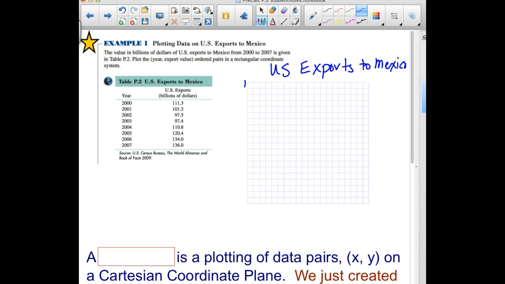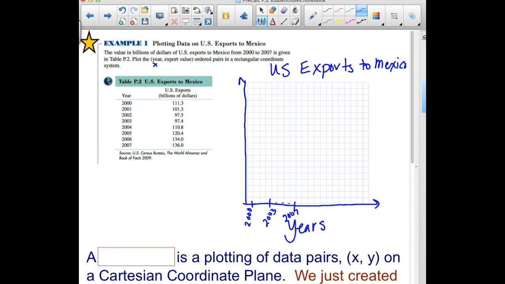Then we want to think of putting our axes on here. And it says that our x-coordinate should represent the years. So we're going to put years down here. And we're starting with 2000 to 2007. So here is 2000, 2001, 2, 3, 4, 5, 6, 7. This would be 2007 here. As long as you have a few of them labeled so that people can tell what increments you're using, that should be good.